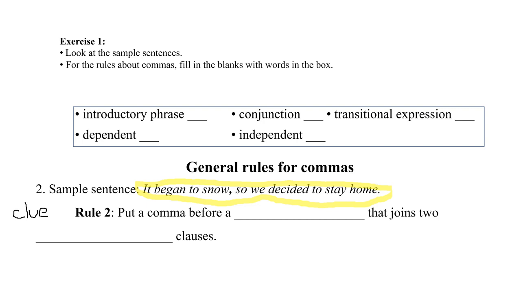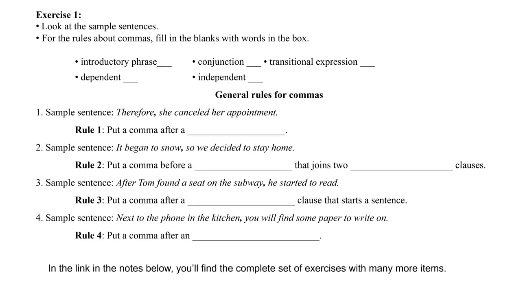As you probably have chosen, here is the solution to the mystery and the rule. Put a comma before a conjunction that joins two independent clauses. In the notes below, I've included a link to the complete set of exercises that you can use with your students for free. Here is what the first exercise looks like that you'll find in the link below.